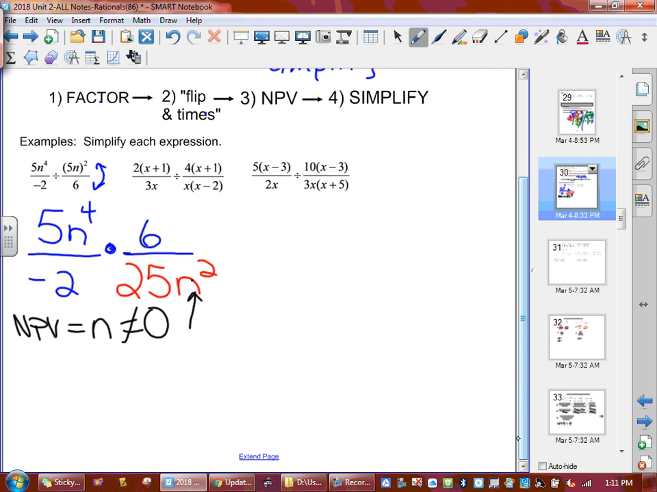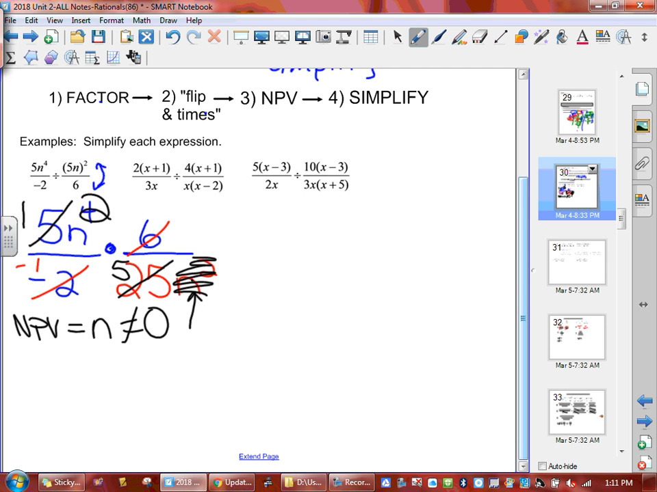So diagonally, 5 divides by 5 once. 25 divides by 5, 5 times. Now we're going to look at the n's. We have n squared on top, and 4 on top and 2 on the bottom. How many can go away? 2. So the guys at the bottom disappear, and I have 2 left on top. Okay? Diagonally the other way, 6 and -2. What can I reduce there? 2. Good. So we're going to divide them all by 2. This will be a -1, and this becomes a 3.